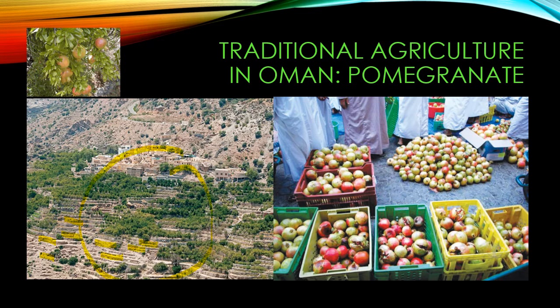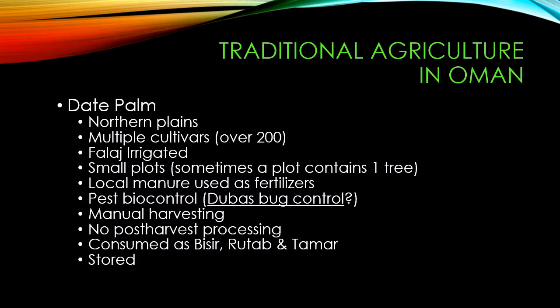And you can see the houses are in one location on top of the mountain. And then you have all the terraces that are built traditionally to grow cultivars of different kinds, like you see here. And this is now the harvested fruit that has been sold immediately in the mountain itself or in the vicinity, like, for example, in Nizwa market. So this is the traditional agricultural cultivation of pomegranate in Oman.